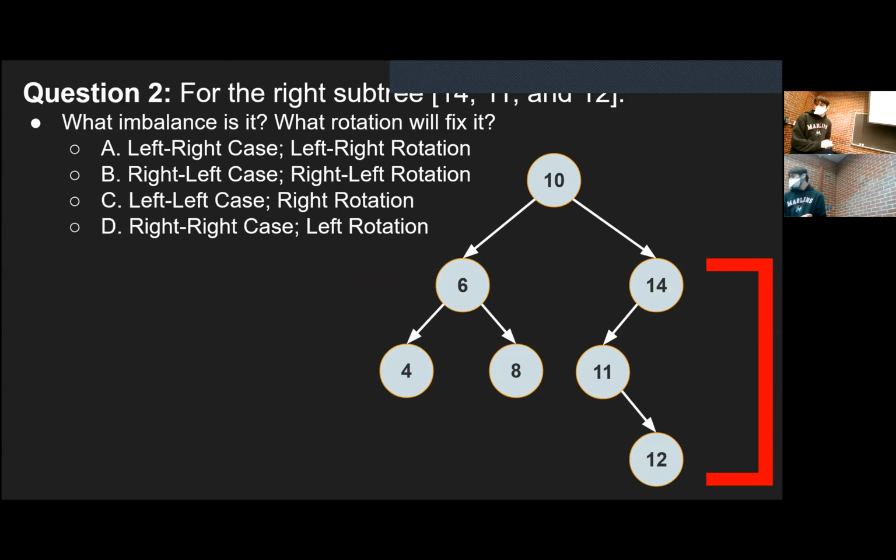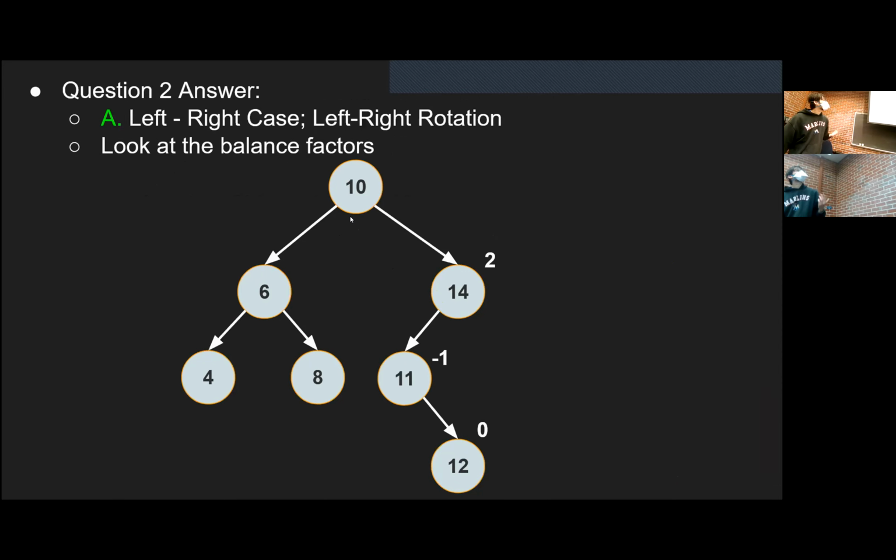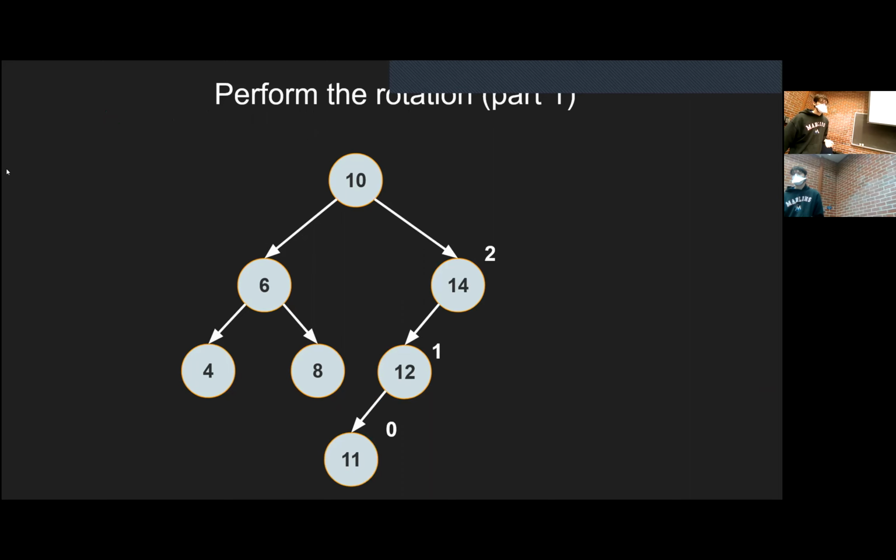And it says for the right subtree 14, 11, 12. That's the part that's about. So I'm seeing good answers. Yeah, so for those who've answered already, awesome. We'll go over this one as well. This is a left, right imbalance, right? And so we perform a left, right rotation. Okay, so how do we perform the rotation?